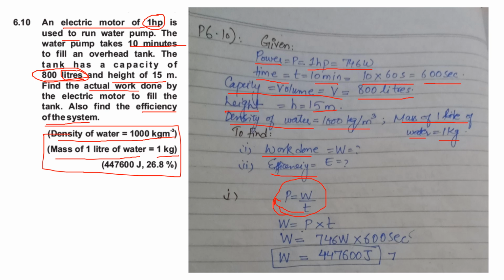So if you take T on the left hand side, you will get W is equal to P multiplied by T, and just substitute the values of P and T that are given in the data. So W is equal to P, which is 746 watt, and time is 600 second. If you calculate this, you will get the answer 4,476 joules. This is the answer for work done.